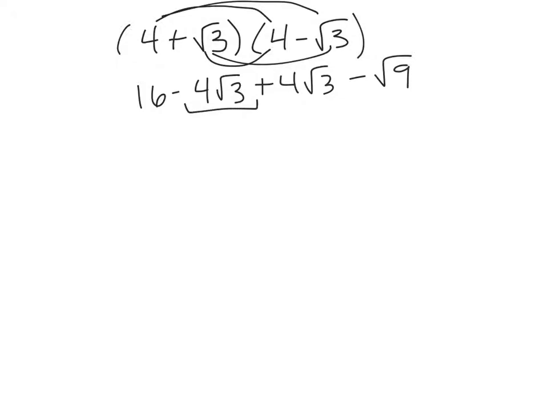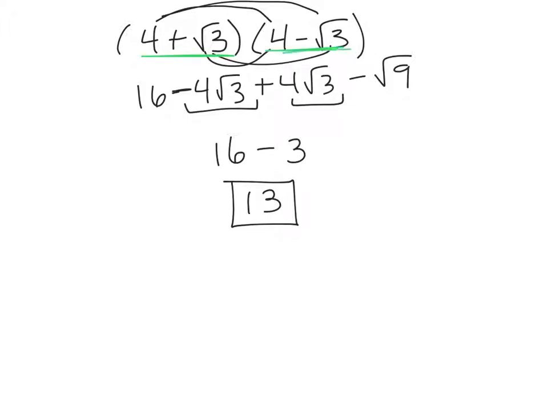And notice that these terms in the middle are exactly the same except one's positive, one's negative. So those are just going to add up to 0. So here we would have 16 minus the square root of 9, which is 3. So that simplifies to 13. And these are pretty special. They even have their own math term. If everything is the same except just the sign in the middle, those are called conjugates.